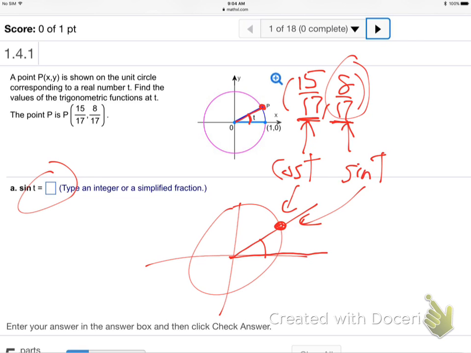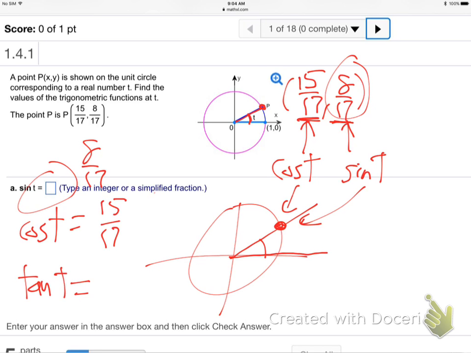Yeah, it's the 8 17ths. Right, and then the next part, there's 5 parts remaining, if you can see that down there. Anyway, 5 parts remaining, so they're going to ask for the other 5 trig functions. So what's the cosine? We already said that's 15 17ths. How am I going to do the tangent? What am I going to do for tangent?